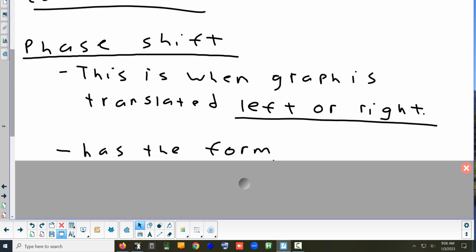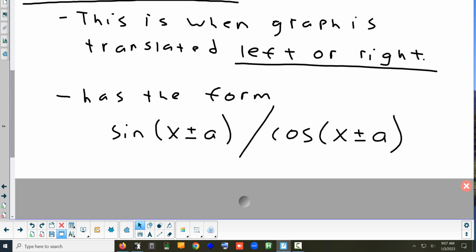When we shift left or right, where do we add or subtract? Inside the function or on the end of it? Remember? Yep, on the end. So if you had something like this, would that shift it left or right 3? That would be up. That'd be up 3. So when you put it on the end, that's up and down. When you put it inside, that's left or right. And what inside means for this kind of problem is inside parentheses.